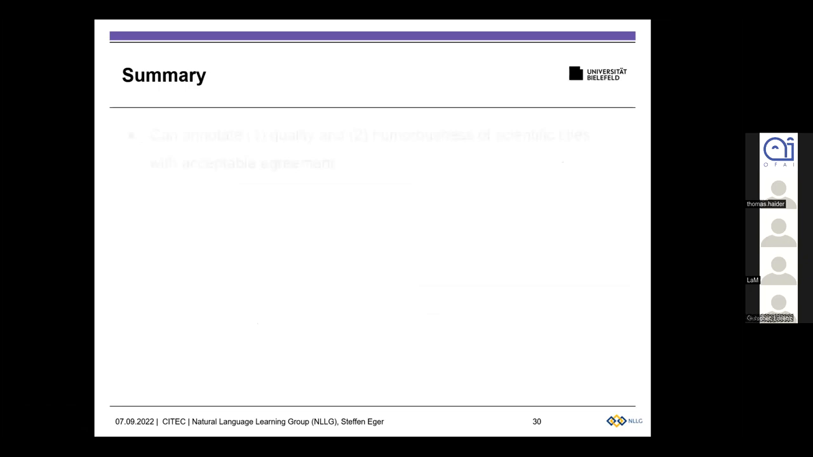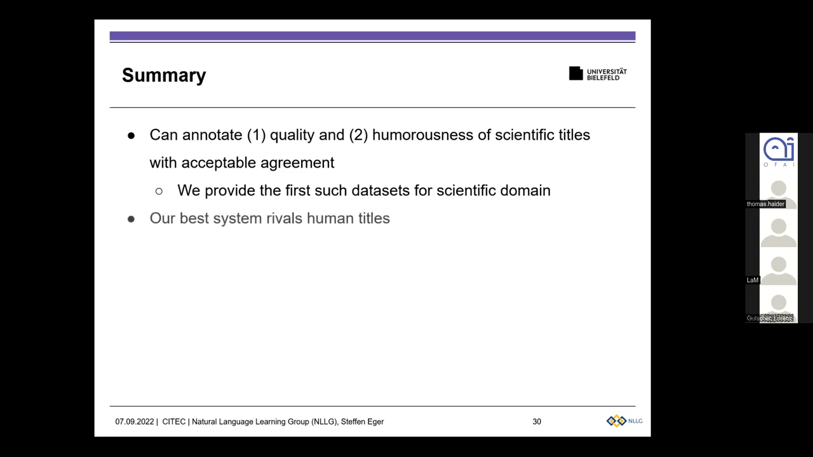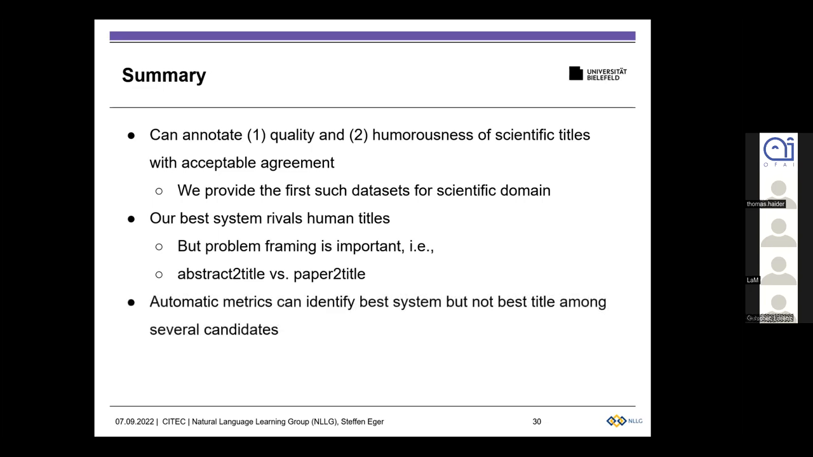All right, so I summarize this first part on abstract to title generation. We showed that we can annotate the quality and the humorousness of scientific titles with acceptable to good agreement. We provide the first such data sets, we believe, for the scientific domain. We've also trained text generation systems that we just use as black boxes out of the box. And our best system rivals human titles, but probably it's not better. And the framing is, of course, important. As I pointed out, is it an abstract to title generation task or is it a paper to title generation task? And finally, we have seen that automatic metrics can identify the best systems, but the current metrics cannot identify the best title among several candidates.